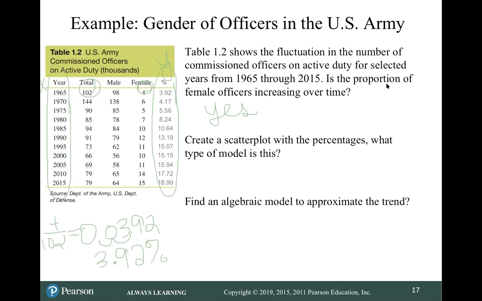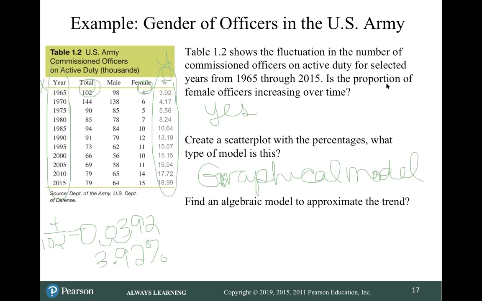Okay, what type of model is this? Well, once you have the scatter plot, you're looking at it on a graph. So this becomes a graphical model. Graphical model.